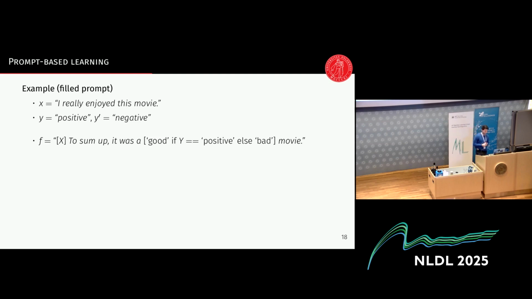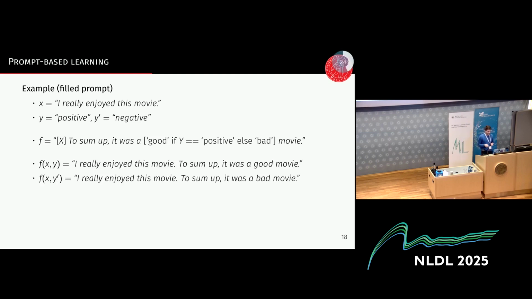And so we will use this prompt template that transforms this pair, X and Y, into a natural sequence of text. With this prompt template, we will first insert the input X into it. Then the text, "To sum up, it was a". And after that, we have two possibilities: either the word "good" if the label is positive, or the word "bad" if the label is negative. And then what follows is the word "movie". And if we insert the actual inputs into there, we get these two text sequences.